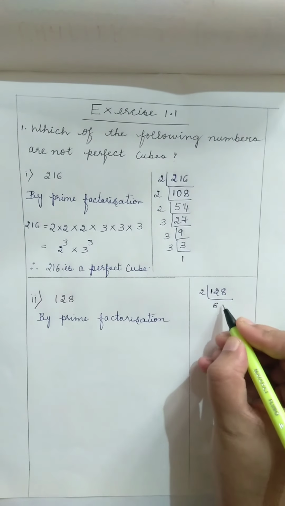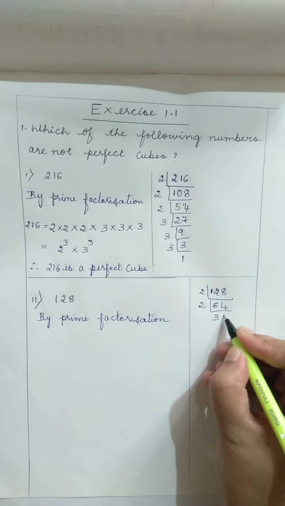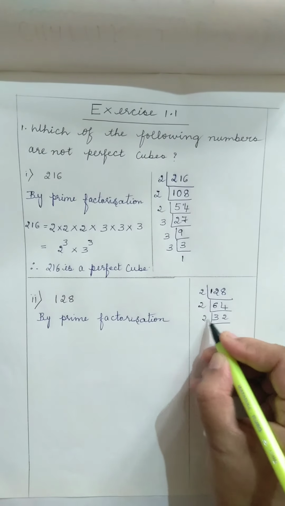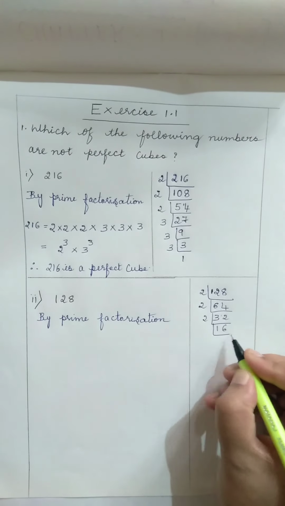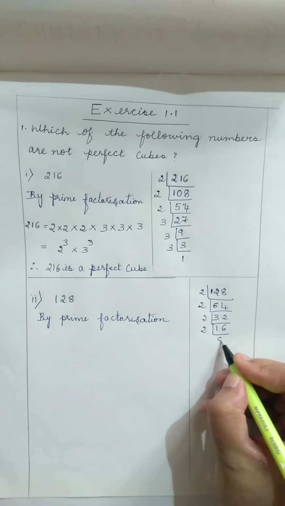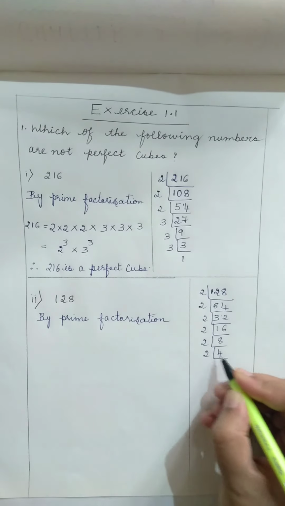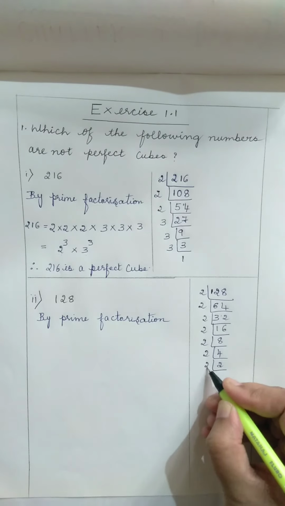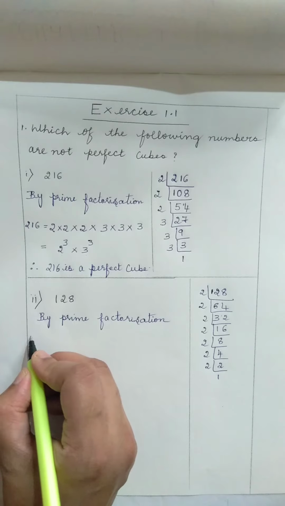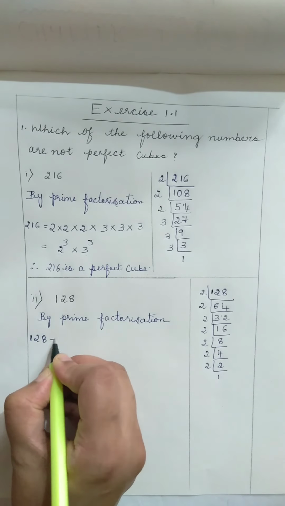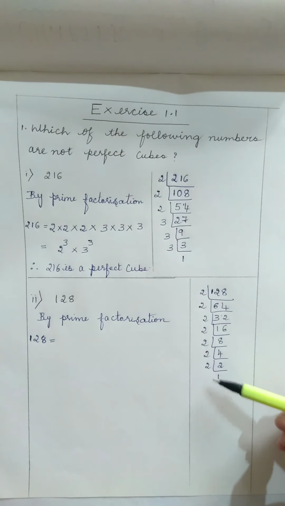2 6s are 12, 2 4s are 8. Then 2 3s are 6, 2 2s are 4, 2 1s are 2, 3 minus 2, 1 is remaining. So 2 6s are 12, 2 8s are 16, 2 4s are 8, 2 2s are 4, 2 1s are 2. Therefore, by prime factorization, this 128 can be written as all the numbers we have 2.